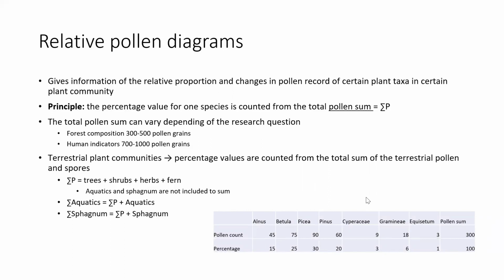And usually then aquatics and, for example, sphagnum in the mire, if you have sphagnum, you can have that very much overrepresented, which can then cause bias to the relative amounts. So then usually you calculate own sums for aquatics and sphagnum and do not include them in the terrestrial sum.